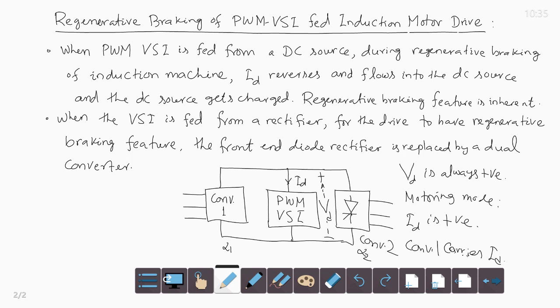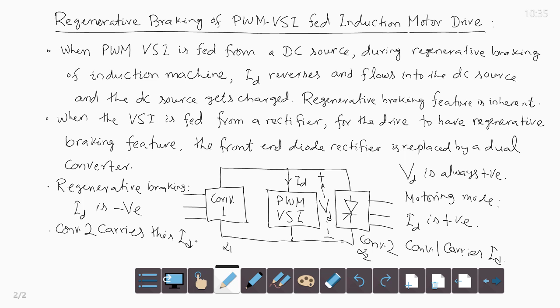When the machine operates into regenerative braking mode, then this current I D is negative. During this regenerative braking mode, converter 2 carries the load current. Converter 2 carries this I D.